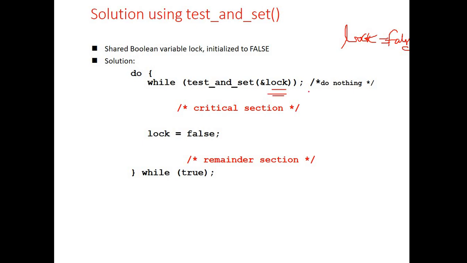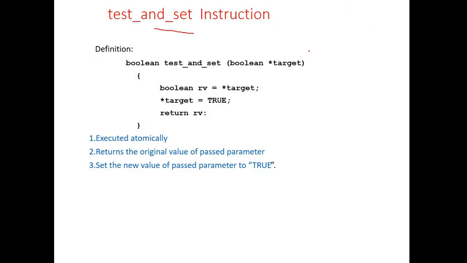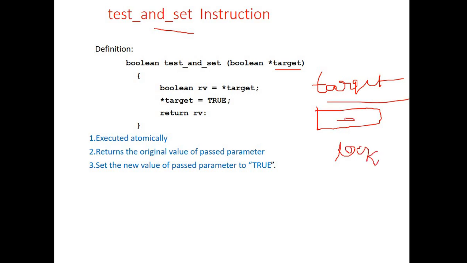So it passes the address of this lock variable to the function test and set. This function, upon the receipt of this address of the variable, stores the address. That means it receives the address of the variable into the target variable. That means both lock and target value will be the same if any changes are done in this memory address. So the target variable is receiving the address of the lock. So it does the changes into this particular address. So what change is done here?